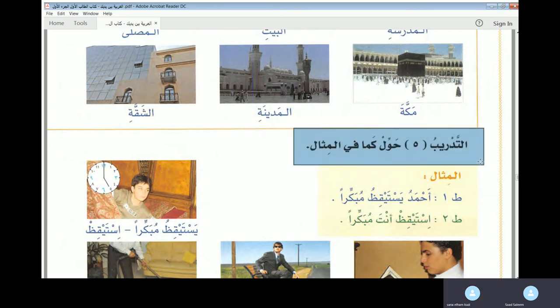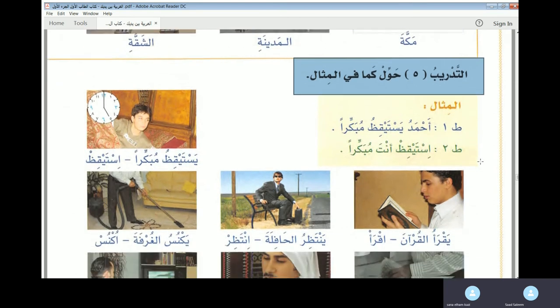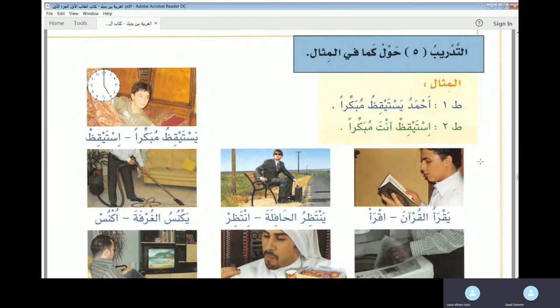Tadribul Khamis. How? Hawwil kama fil mithal. Al mithal. What is Hawwil? Hawwil is change.